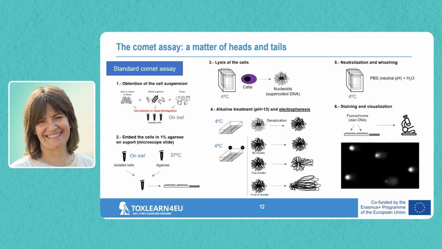Can you see it? Well, no, not very well. There is a much nicer picture. So you can see the comets there. You can see comets with very small tails, and you can see comets with very big tails and very small heads. Right? Okay.